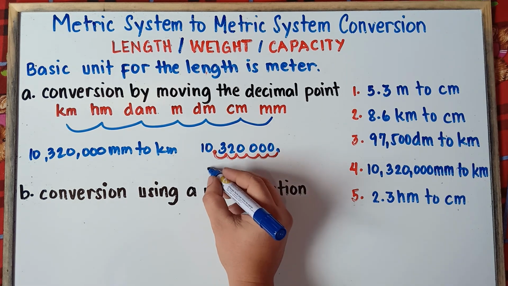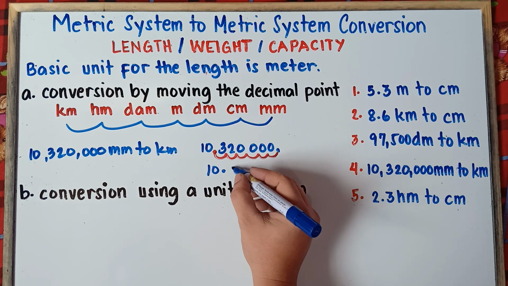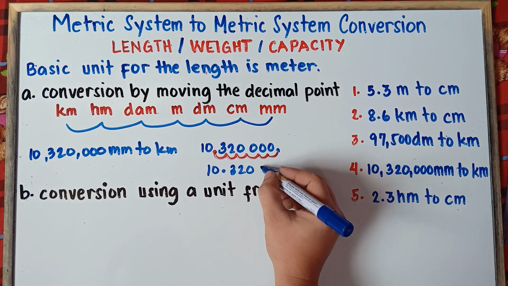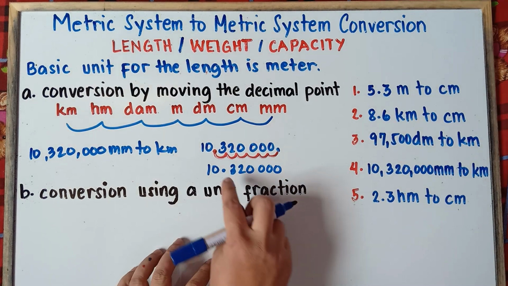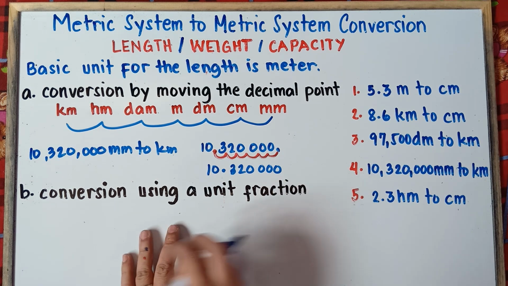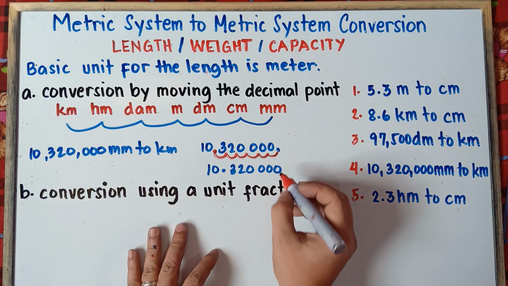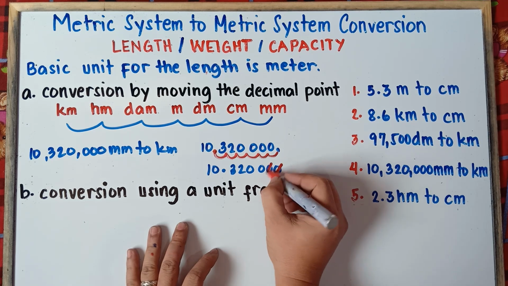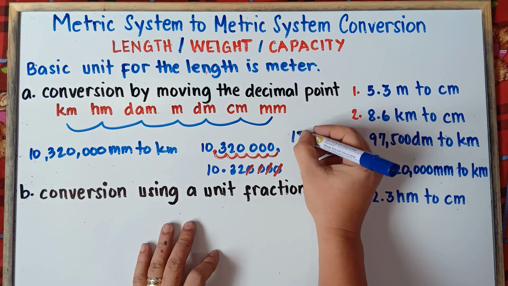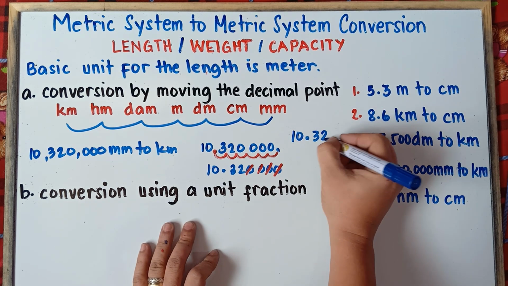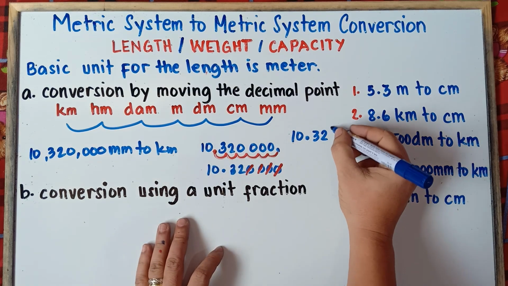And our answer will be 10.320000. Once again, class, if you have zeros to the right of the decimal point, you can just simply eliminate the zero. So we can eliminate this one, this one, this one, and this one. So therefore, our answer will be 10.32. And do not forget the units, class, kilometers.